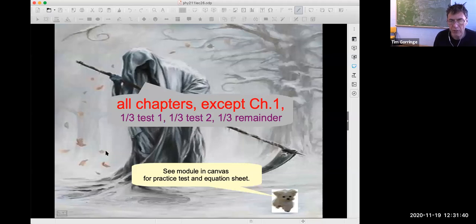The material is cumulative and it's distributed evenly over the entire semester. So about 1/3 of the exam will be on material that was on test 1, about 1/3 on material from test 2, and about 1/3 from the remainder of the semester, post test 1 and post test 2.